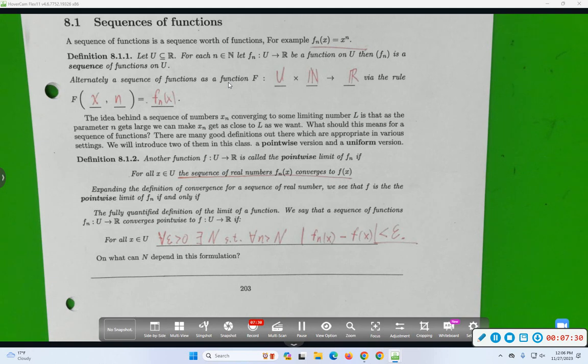And now take a look at that definition. Imagine you are asked to prove that some explicit sequence of functions converges pointwise to a limiting number. You'd start by saying, consider any x in U, consider any epsilon bigger than 0, then you'd have to come up with a choice of big N. What things could that big N depend on? Epsilon and x.